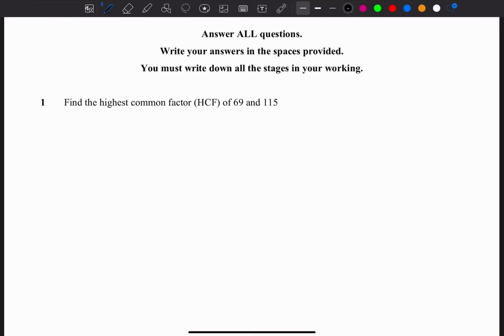Okay, so they want the highest common factor for these numbers. 69, if you write out the product of prime factors, is 3 times 23. Both are prime numbers. 115, 2 doesn't work, 3 doesn't work. I think 5 would work. 5 times 23, both are prime numbers.